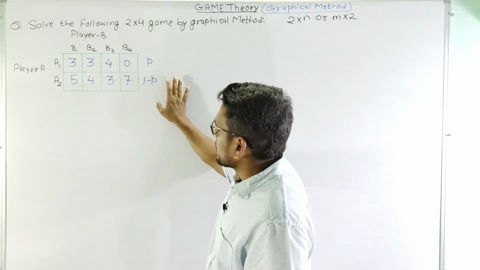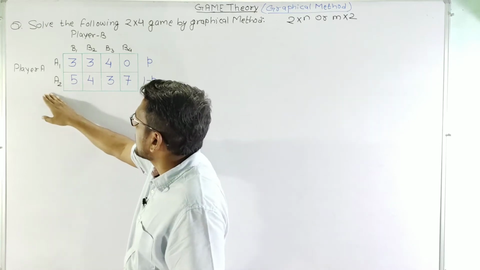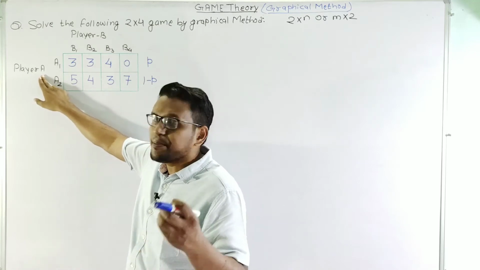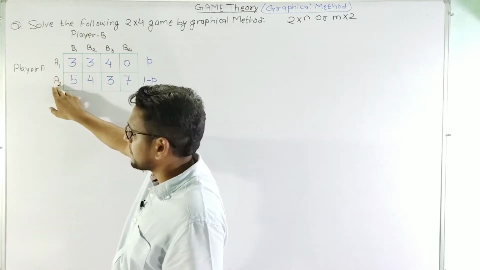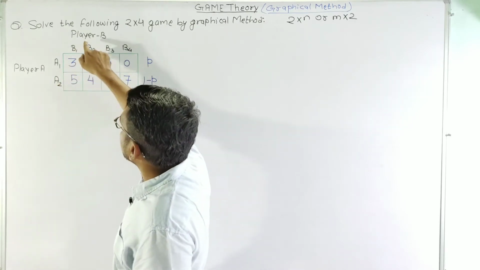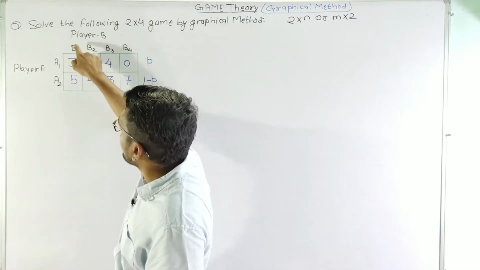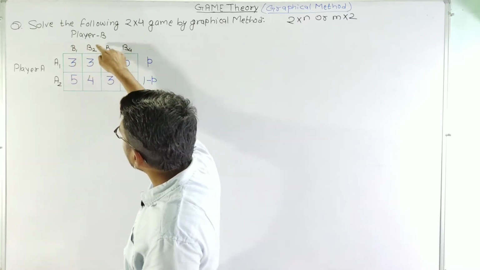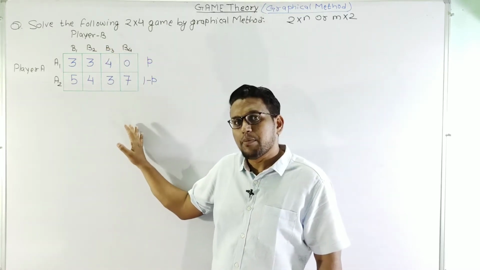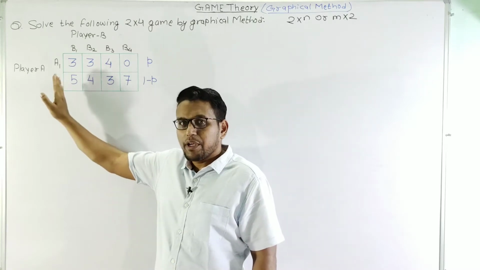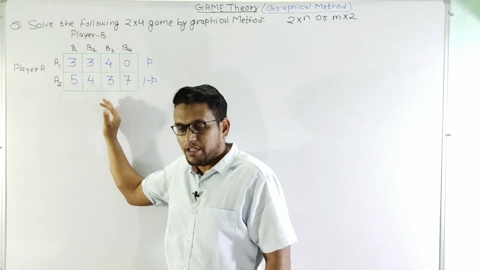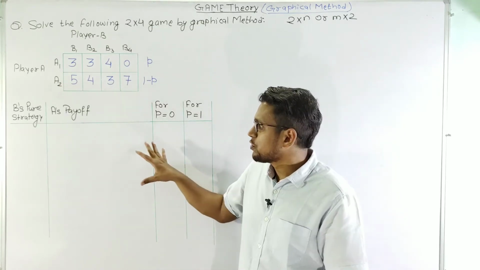After this, what we need to do is find the expected payoff for player A, or we can say the expected payoff for the player who has 2 strategies. We are going to calculate the expected payoff for player A for each strategy of B. That means taking B1 as the pure strategy, taking B2 as the pure strategy, and so on. So now we are going to draw a table and find A's expected payoff whenever player B plays a pure strategy. Let us draw the table here.